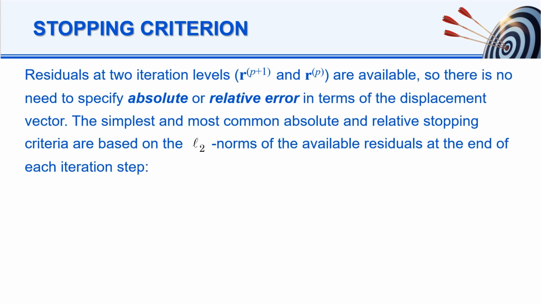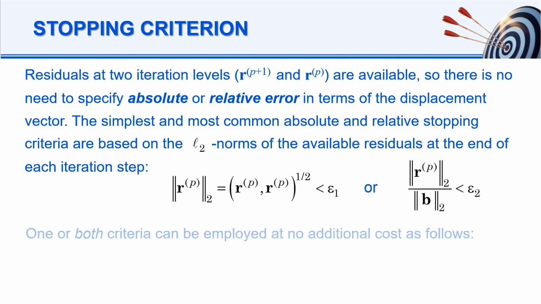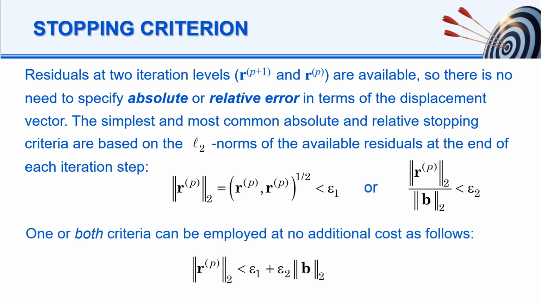As for the stopping criterion, residuals at 2 iteration levels, current and prior, are available, so there is no need to specify absolute or relative error in terms of the displacement vector as in the cases of the stationary methods. The simplest and most common absolute and relative stopping criteria are based on the L2 norms of the available residuals at the end of each iteration step. One or both criteria can be employed at no additional cost as follows.